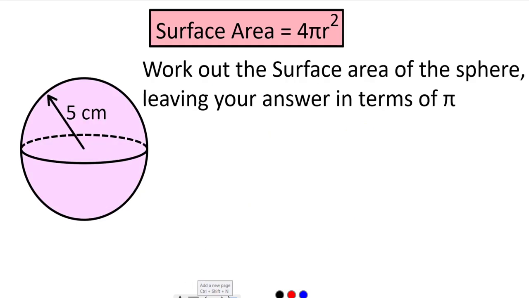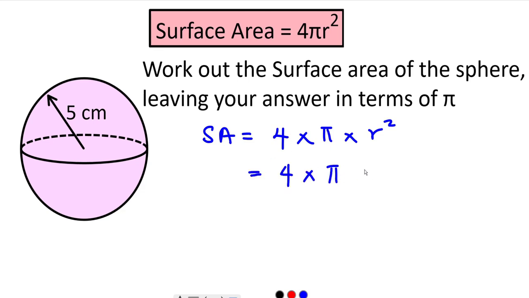In the second question here, we have to work out the surface area of the sphere and then leave our answer in terms of pi. To begin with, we know the formula for the surface area is 4 pi times the radius squared. So we go ahead with it. The surface area is 4 times pi times the radius squared. Now the 4 is a constant, times pi, times the radius squared, and the radius here is 5. So you simply put 5 squared.